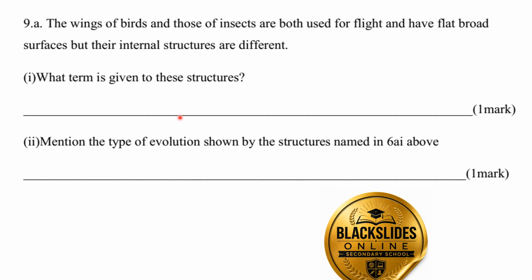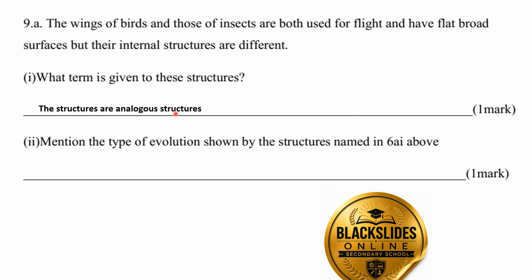Question number 9. The wings of birds and those of insects are both used for flying, and have flat, broad surfaces but their internal structures are different. What term is given to these structures? These structures are called analogous structures.